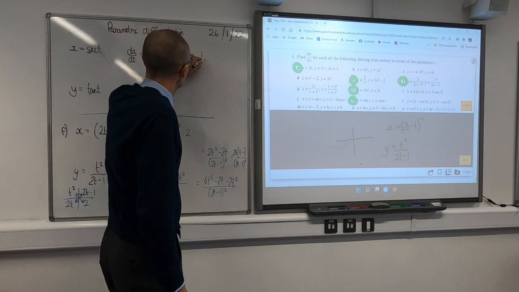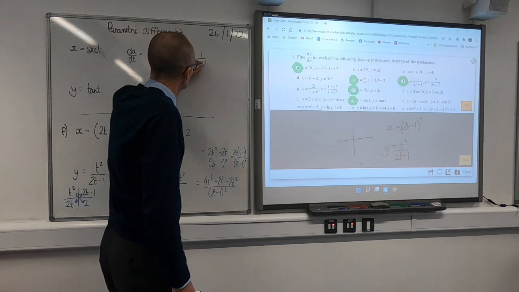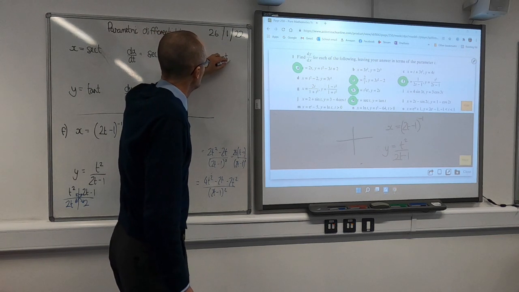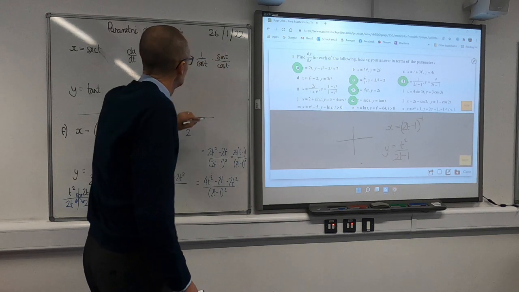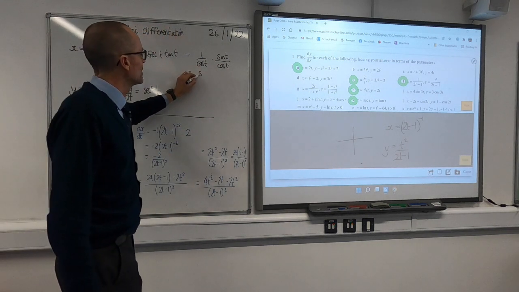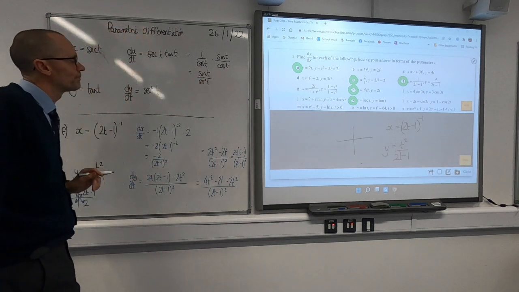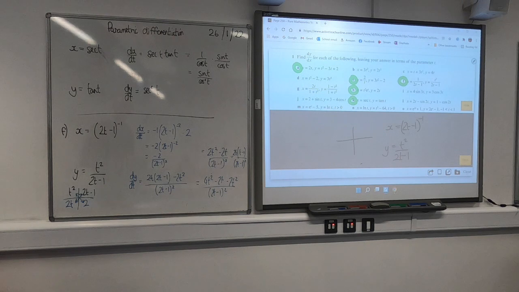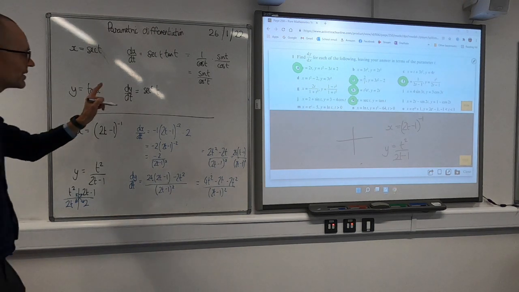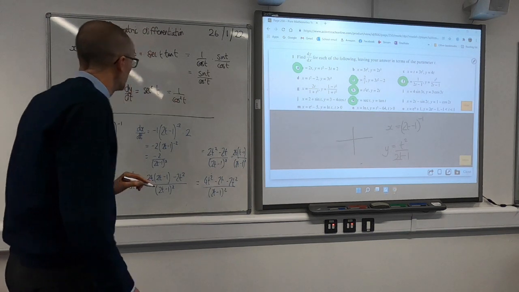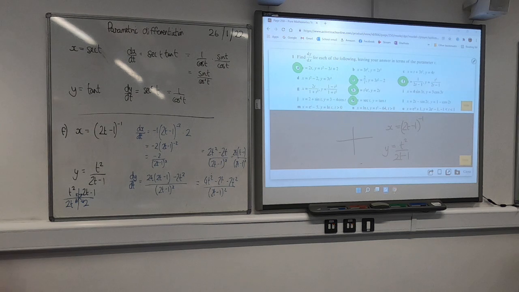Sec is 1 over cos. And it might make sense to write tan as sine over cos, although I do have a tan button. So hopefully you can see that that becomes sine t over cos squared t. And sec squared is 1 over cos squared t. So you just want to see if you can finish that one off and tell me what dy by dx is in that case.